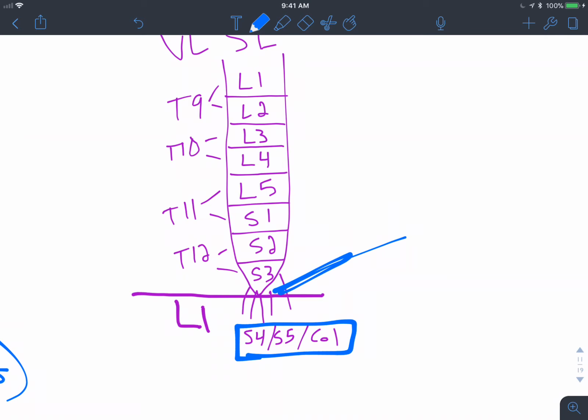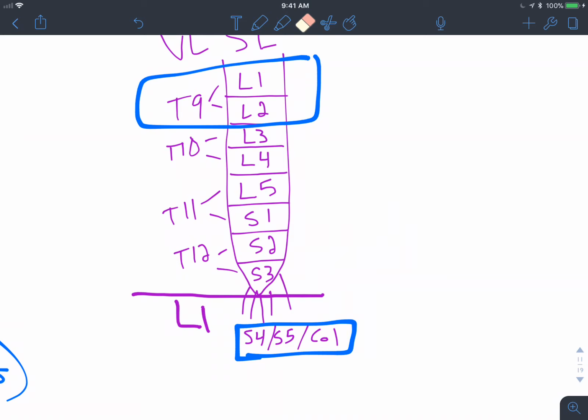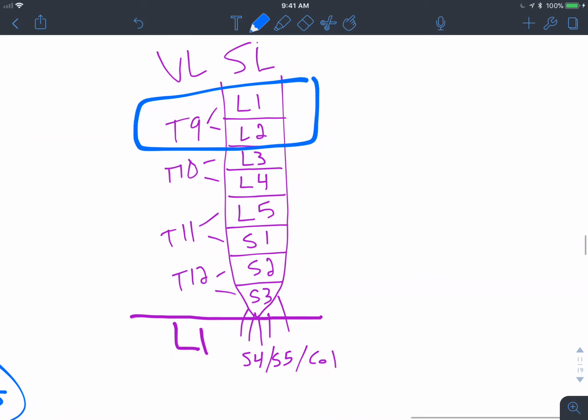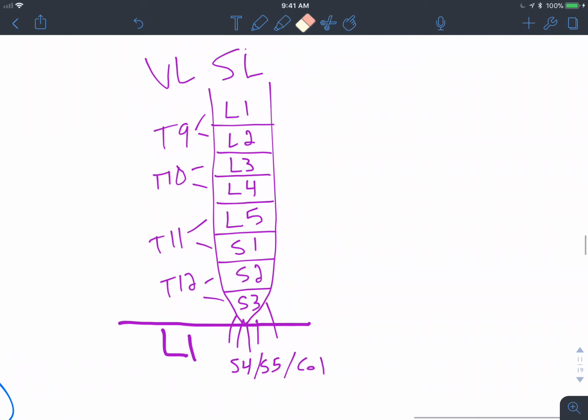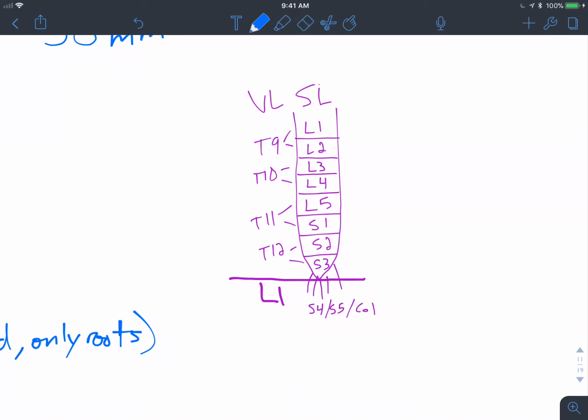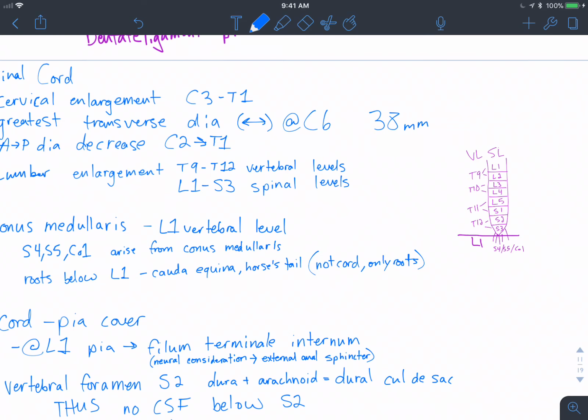But if you're lazy like me, I really just like to remember this box right here, okay? Because they're all paired off below this. So if you think about it, right? T9 is associated with nerve root L1 and L2, okay? And you just pair it off from there. So if you know your levels, T9, 10, 11, 12, and then no more cord below L1, right? It's kind of easy that way. Do what you want with that, but do recognize there's a difference between the vertebral level and the spinal level, or cord level, if you will, okay?